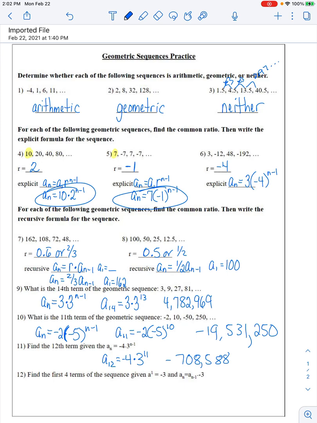Find the first 4 terms given. The first term is negative 3. Okay, a sub 1 is negative 3. And what is our common ratio? Well, the way they've written this, looks like they put times negative 3. And they put it at the end, but I know just enough to understand they mean multiply by negative 3. So negative 3 times negative 3 is positive 9. Positive 9 times negative 3 is negative 27. And negative 27 times negative 3 is going to be positive 81. So those are your first 4 terms in your sequence.